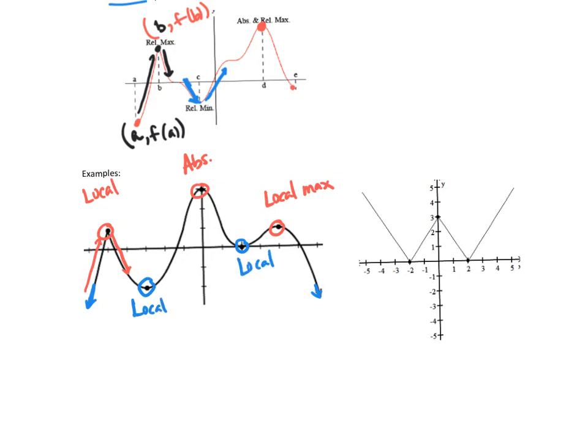Now that we've identified what kind of things they are, let me write what they are: local min, local max, absolute max, local max. Now that we've identified what they are, let's go ahead and actually find the values. So there's two types of questions you can ask about max and mins. The first thing you can ask is, where does the max occur? The second thing you can ask is, what is the max value?